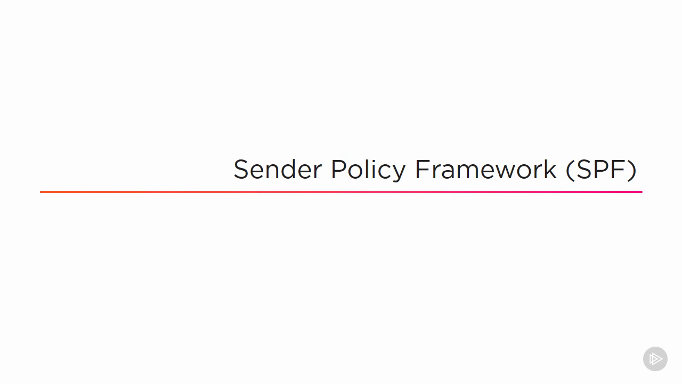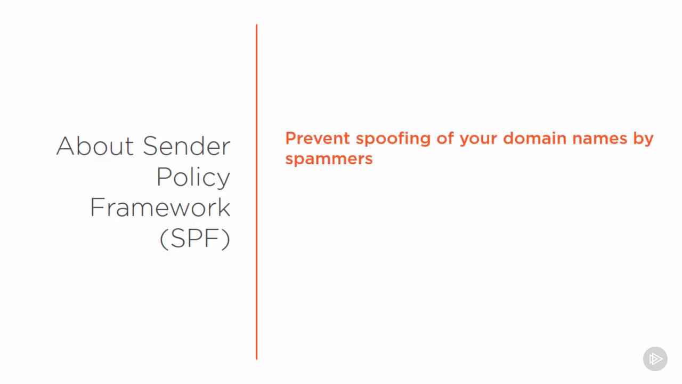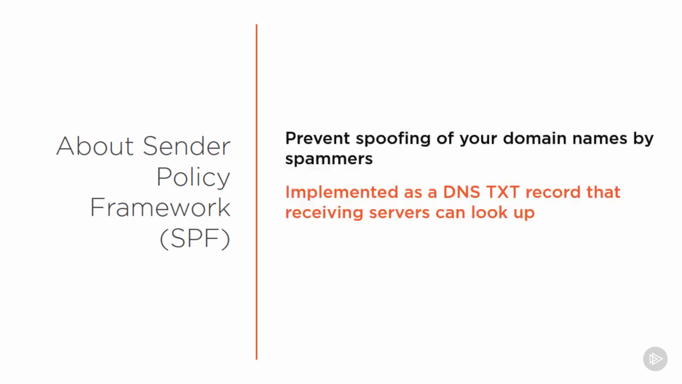In this video, we'll look at the Sender Policy Framework, or SPF. The goal of SPF is to prevent or reduce the spoofing of your domain names by spammers and other malicious actors. SPF is implemented as a DNS record. You might already be familiar with the idea of servers doing an SPF lookup for a domain. Well, they perform that lookup in DNS by looking for the text record that contains the SPF information.